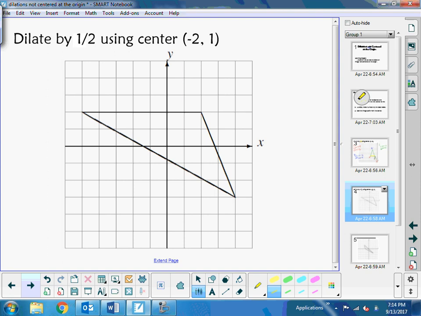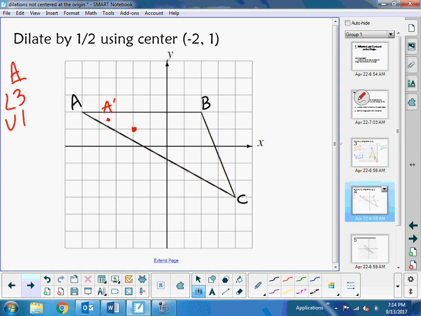All right, the first thing we need to do is plot our center. My center is at -2, 1. Here's my new center. I'm going to name my points A, B, and C, again just to make life a little easier. Let's look at point A. From my new center, A is 1, 2, 3 to the left and up 1. So left 3, up 1. Multiply each of those by a half. So I really need to go to the left 1 1/2 and up a half. So right here is A prime.